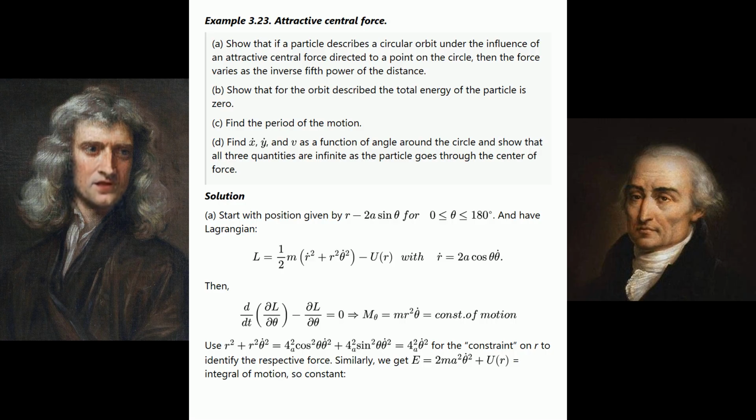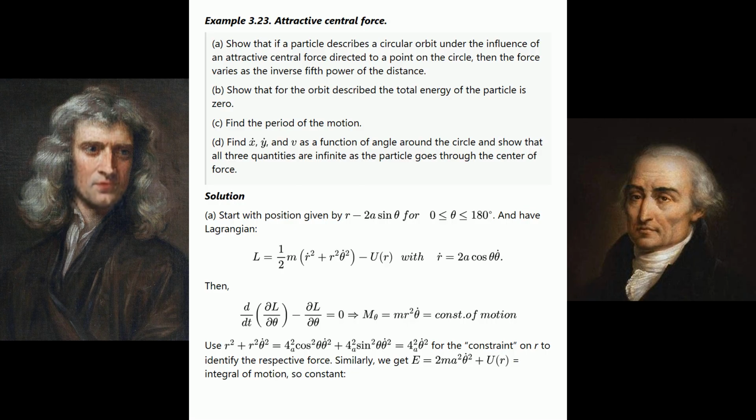Solution. A. Start with position given by r equals 2a sine theta for 0 less than or equal to theta less than or equal to 180 degrees, and have Lagrangian, see the next equation. Then, see the equation shown. Use r dot squared plus r squared theta dot squared equals 4a squared cosine squared theta theta dot squared plus 4a squared sine squared theta theta dot squared equals 4a squared theta dot squared for the constraint on r to identify the respective force.